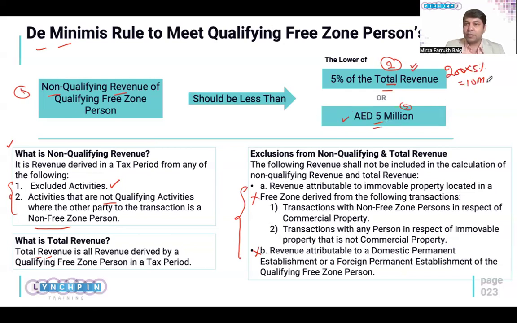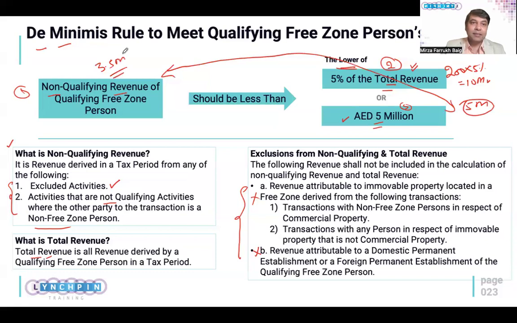So first one is this, second one is 5 million. I have to choose the lower of these two. So of course, in this case, I'll choose 5 million. It becomes my threshold. And then I will compare it with my non-qualifying revenue. For example, this is 3.5 million. So when I compare these two things, I am within the threshold, and these 3.5 million would also be considered as my qualifying income, and I'll not pay any tax on this.